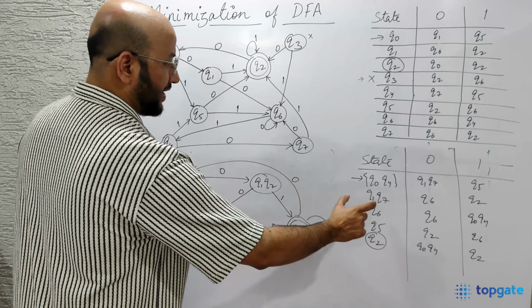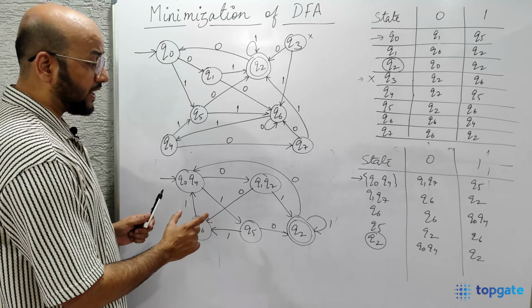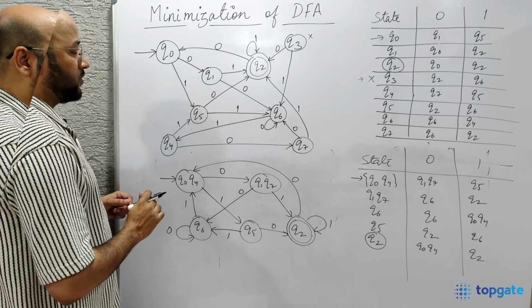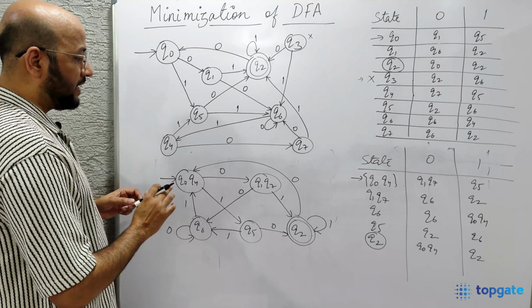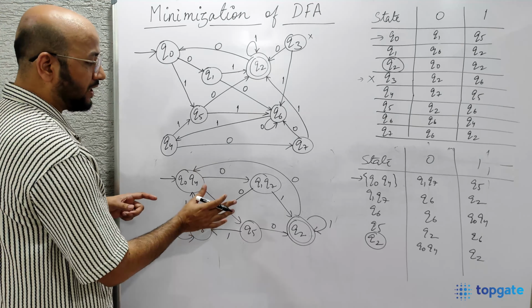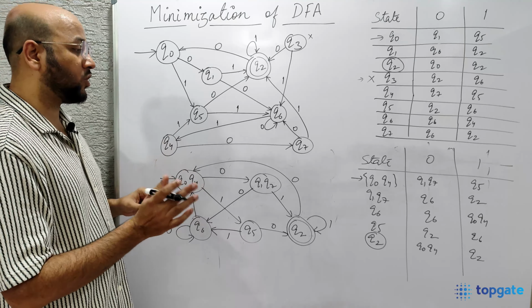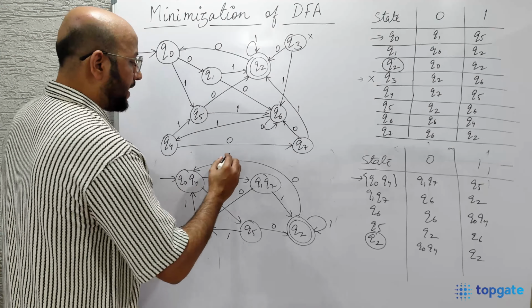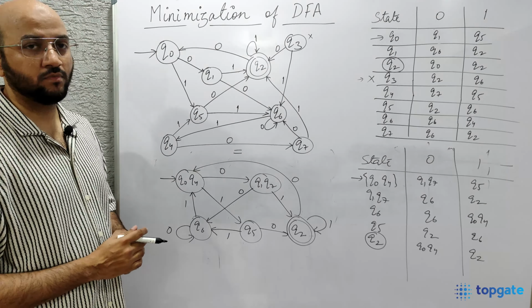So this is the transition table for the minimized DFA, and this is the equivalent transition diagram for the minimized DFA. You can see that the original DFA has a total of 8 states, and in the minimized DFA I have got only 5 states, and they both will be producing the same set of outputs. So we can say that both of these machines are equivalent. That is all. Thank you so much.